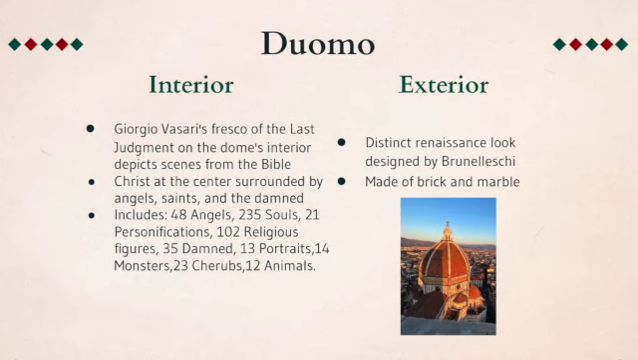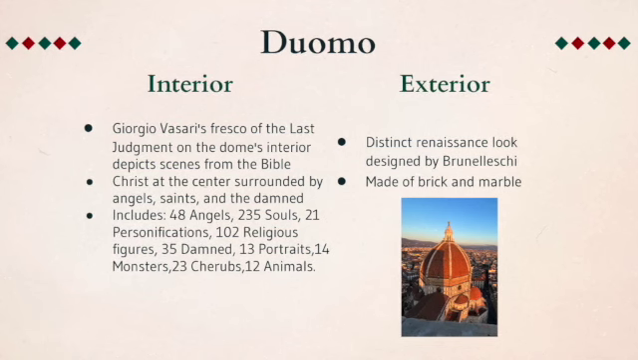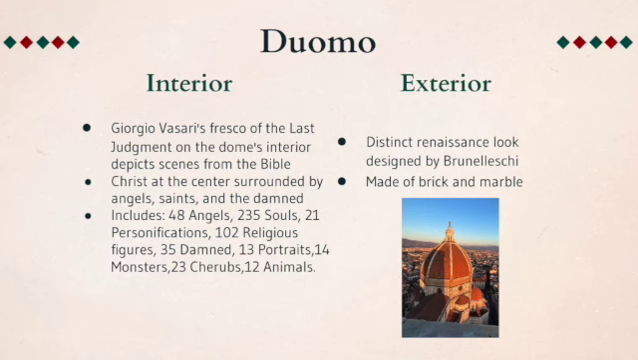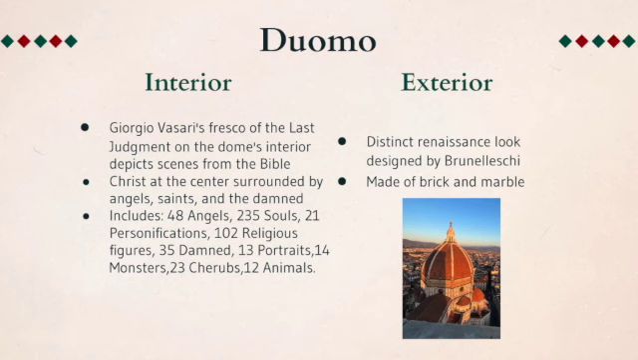In total, there are 48 angels, 235 souls, 21 personifications, 102 religious figures, 35 damned, 13 different portraits, 14 monsters, 23 cherubs, and 12 animals in total, making it one of the most packed frescoes that you will ever see.